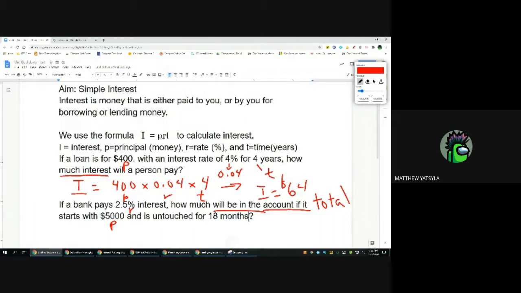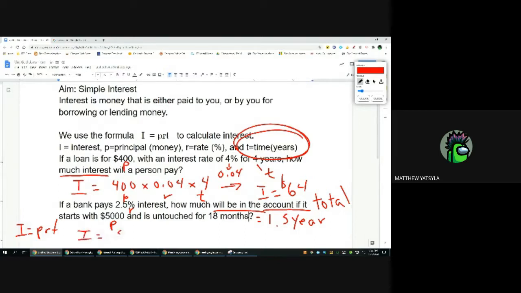But the thing is, we want our time in years. So 18 months is equal to 1.5 years because of the 12 months in a year. So in this case, we're still going to use the same thing. I equals PRT. We're looking for our interest.